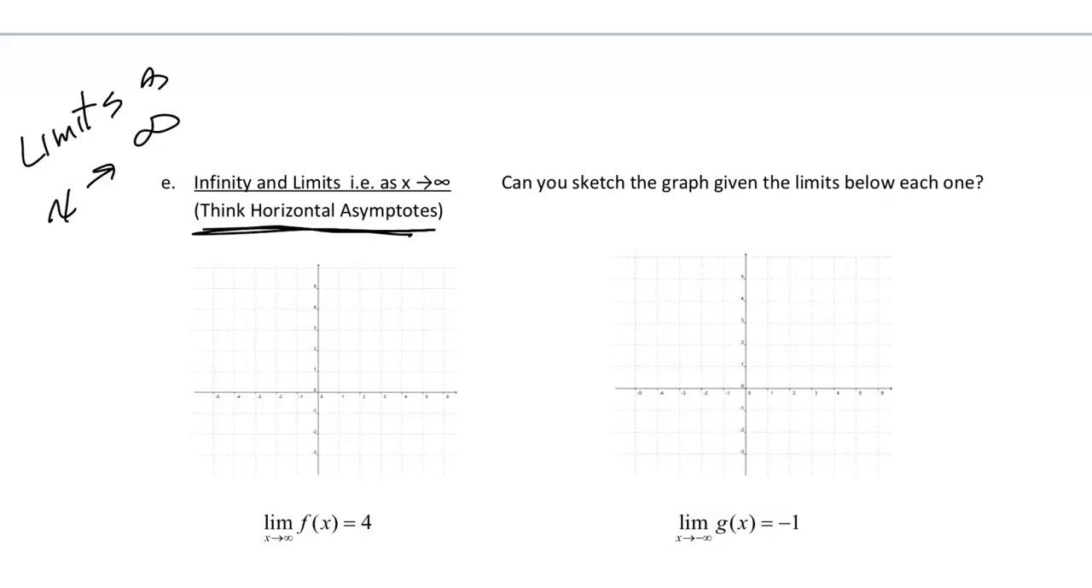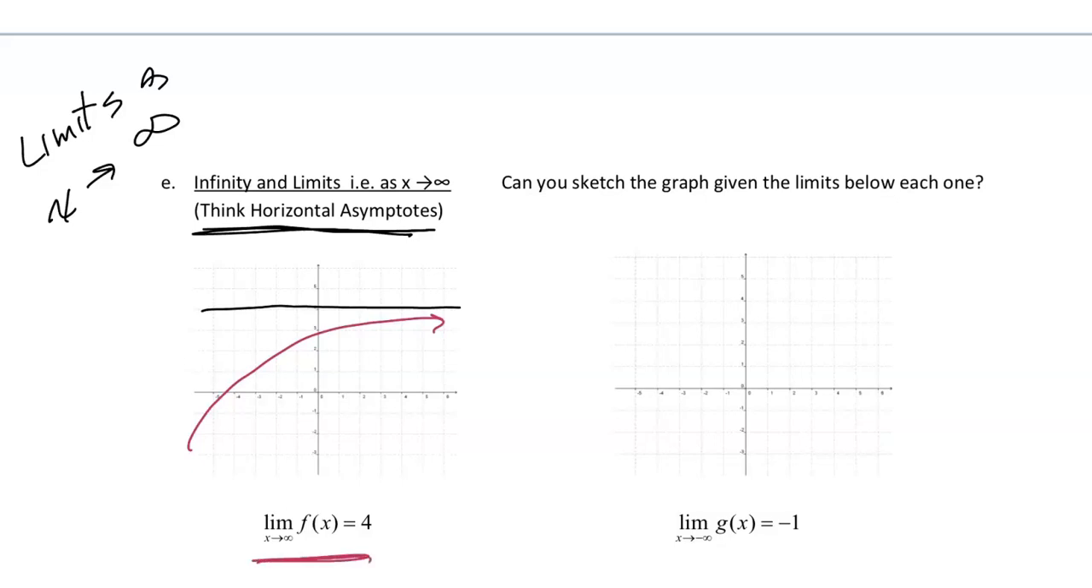What if I said the limit as x goes to infinity of some function is 4? What would that look like? Well, where is 4? Remember, 4 is the y value. Here's where 4 is. What function would have a limit of 4 as x goes to infinity? Well, how about this function? Because as x is getting bigger and bigger, my function is approaching the y value of 4. That is the limit as x goes to infinity.